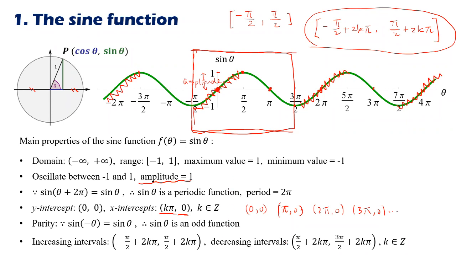Okay, all the decreasing intervals. Of course, let's consider one cycle first. Again, let's consider this cycle. One of the decreasing intervals is half pi to 3 pi over 2, inclusive. So that means this section is a decreasing interval, right? As x increases, y decreases. And if you want to express all the decreasing intervals, we can just add 2k pi, because 2 pi is the period.